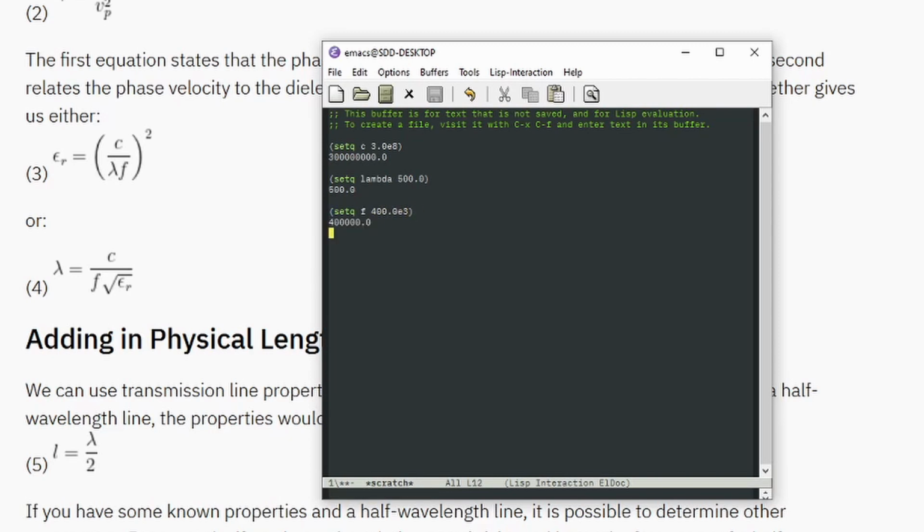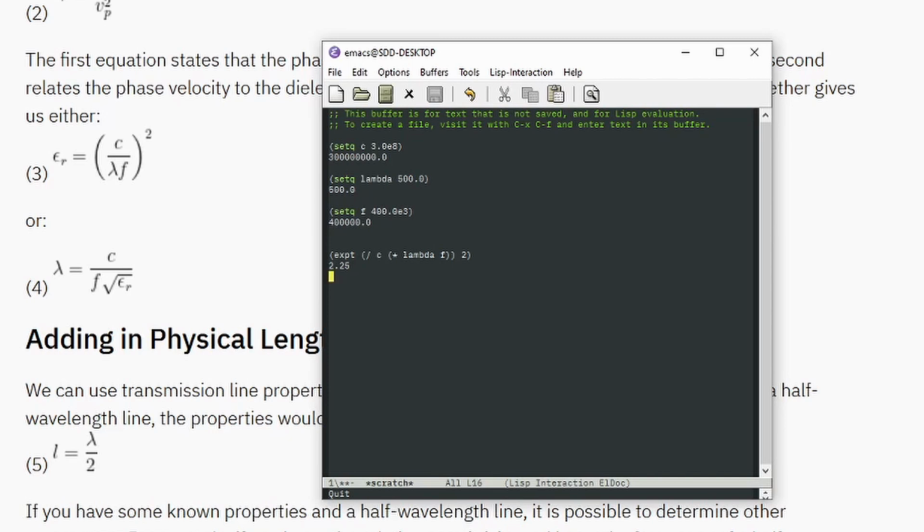All right, so remember, we know the length is 250 meters. We're trying to find the dielectric constant, so we're going to be using equation 3 right here. So we've got C, and that is divided by the multiplication of lambda and F, and we want to take the square of all that, and there's our answer. So our answer comes up as 2.25.